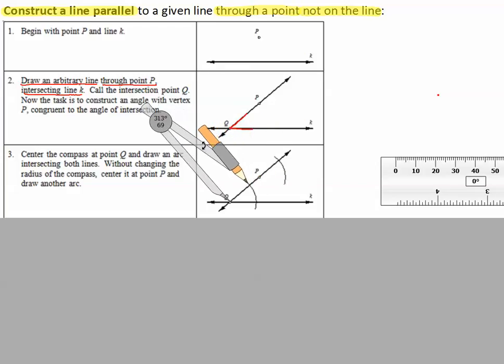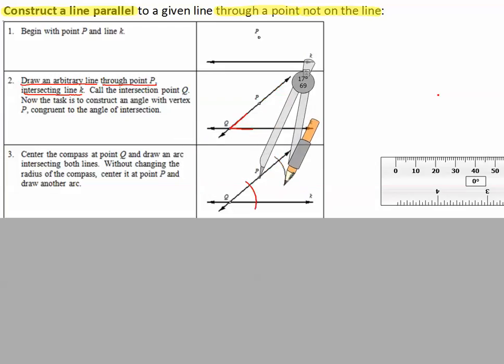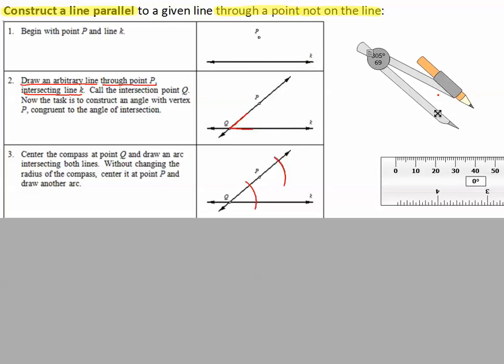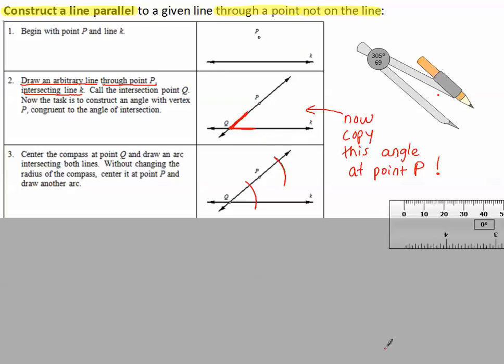So after I have an angle, I'm copying an angle. I draw this arc, I move up to the other point, and I draw an arc that is approximately the same size, if not identical. So the point here is we have an angle, we've created an angle, now copy the angle. Now copy this angle at point P. So we're copying this angle.